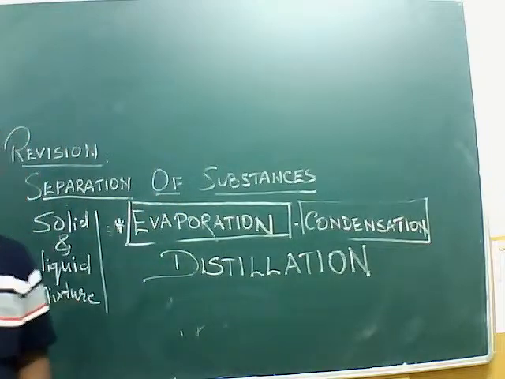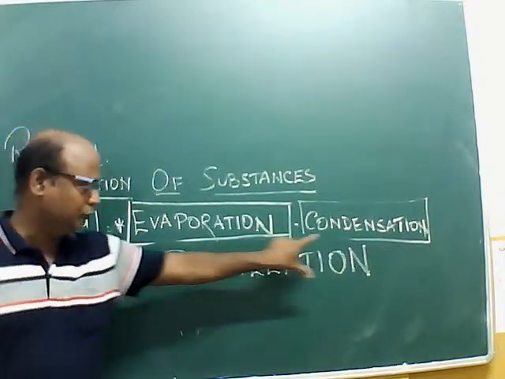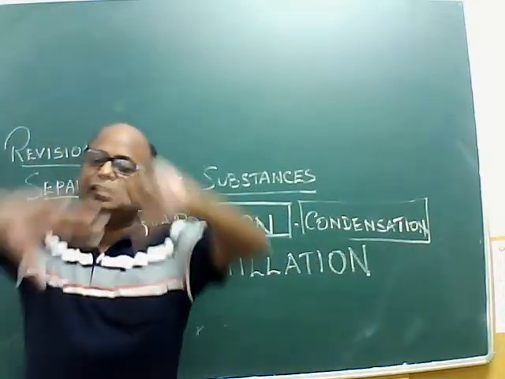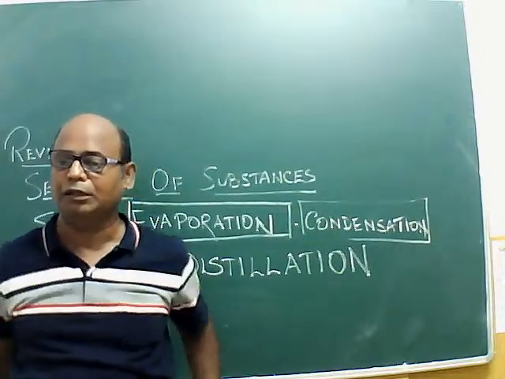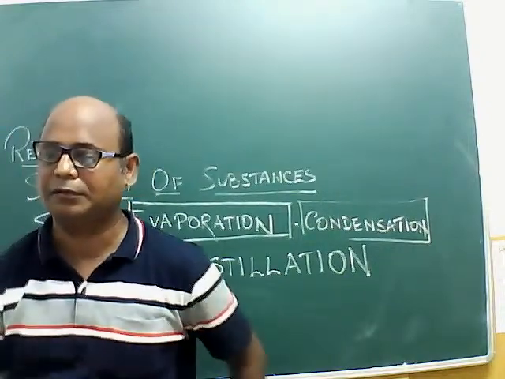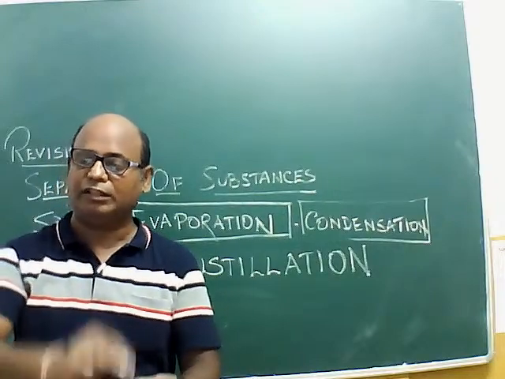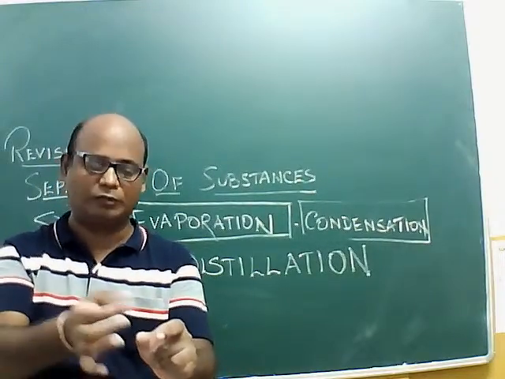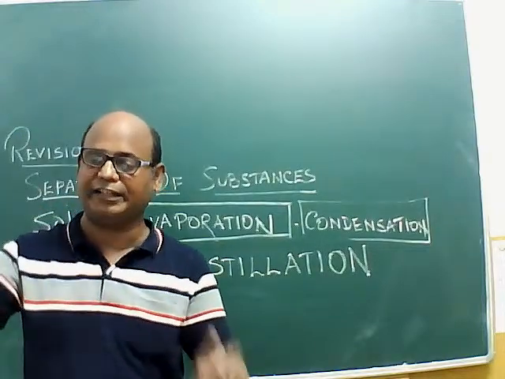That is called distillation. In the laboratory also you can do this process. Here, naturally it is happening in the water cycle. In the laboratory also you can do it. Take a chemical flask, take water in it. Then you have to cover it with a cork. There is a bend tube with a Liebig's condenser.